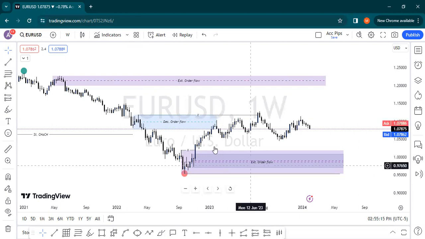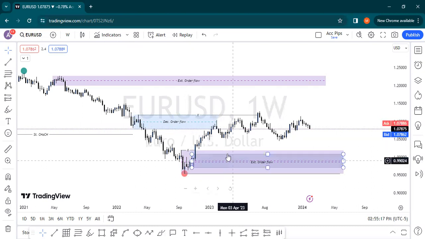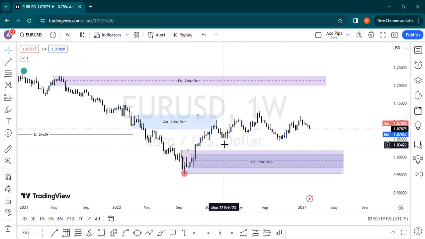So if price comes into the order flow and gives you an indication for a sell, that is if we are in a downtrend, then you can take your sell. But if price gives you an indication that is not there for you to take any entry, then you rather wait till price gives you that indication. In that sense, you can now refine that order flow into an order block.